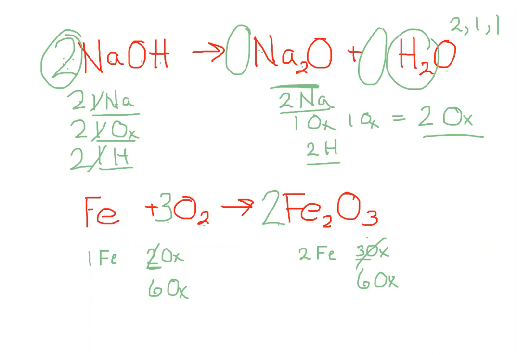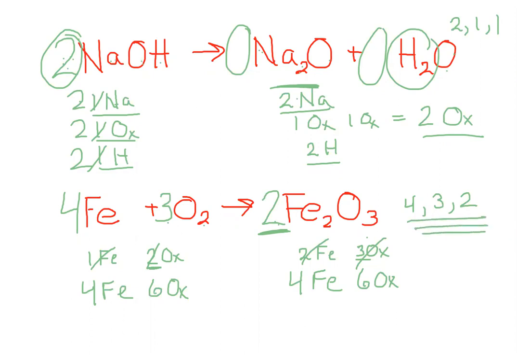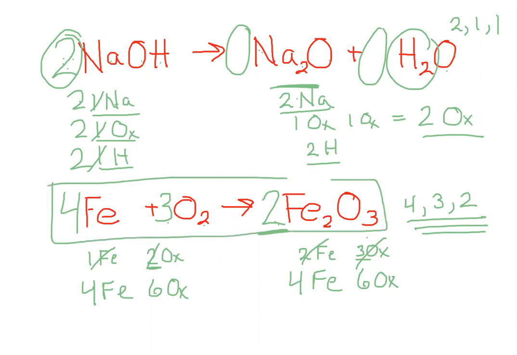But putting the 2 right here gave me 2 times 2. It now gives me 4 iron. So I need to have 4 of them over here on this side. And since it's all by itself, I can just put a 4 out in front. And now everything is balanced. And my coefficients are 4, 3, and 2. Nothing goes into all of those, 4, 3, and 2. So those are all the lowest. So this equation is balanced.